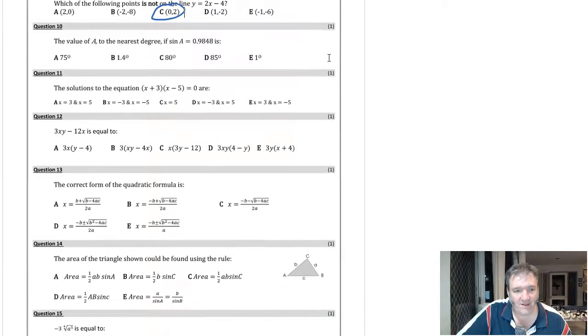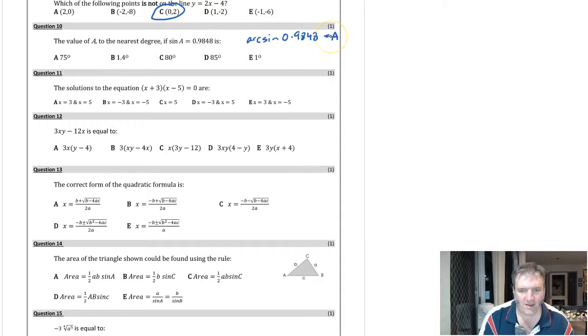The value of a to the nearest degree if sine a equals 0.9848 is something that I would need to check. So how do we do the inverse function of sine? It's the arc sine. So arc sine of 0.9848 equals a. And of course, on your calculators, the little button they have there is sine negative 1. I'm going to pause and find my calculator and we'll come back and see which one it is.